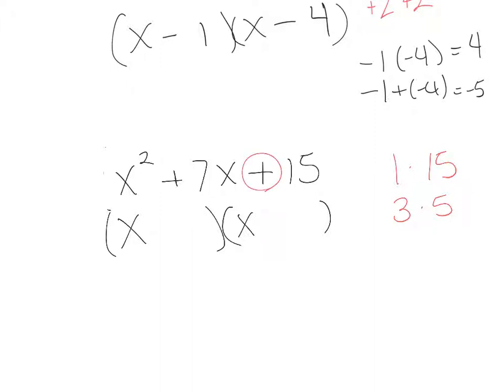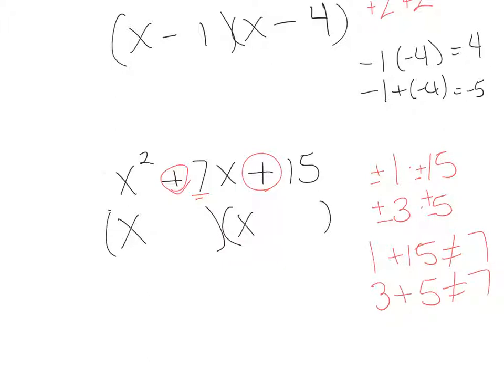Or, again, this is a plus. So either I have positive 1 and positive 15, or I have a negative 1 and a negative 15. I have a positive 3 and a positive 5, or a negative 3 and a negative 5. They have to be the same signs. I'm going to go over here, and this is a plus as well. So that means my factors have to add up to a positive, and it has to be 7. Well, okay, so that means my factors both have to be positive. So 1 plus 15 does not give me 7. 3 plus 5 also does not give me 7.